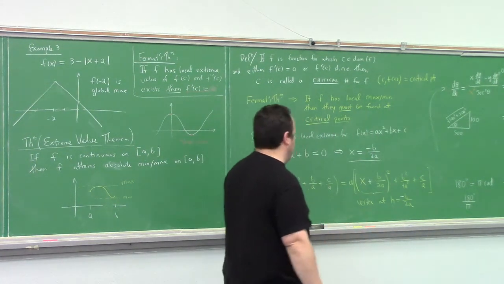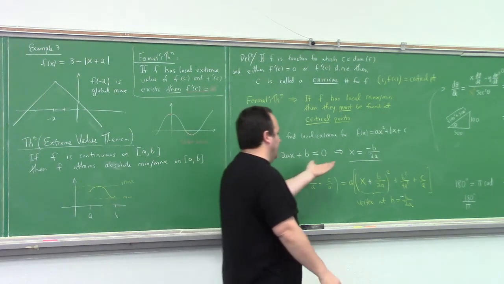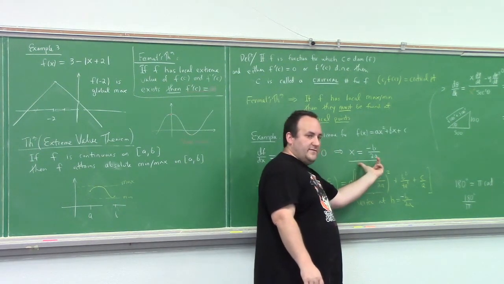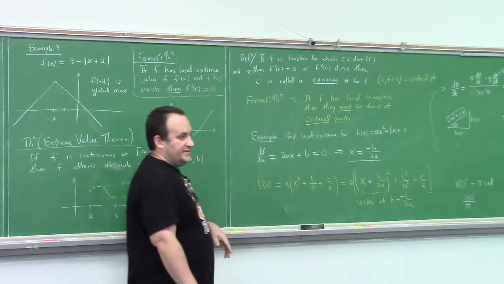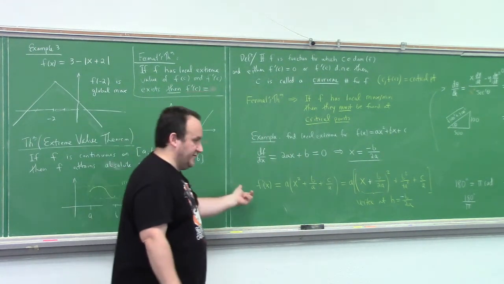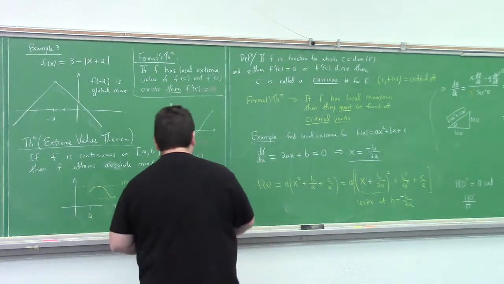And of course, this is the algebra way. The calculus way: just set the derivative equal to 0. That shows you this is the place where you have zero slope, which of course is your vertex. Calculus is easier than that, for sure, right? Okay.